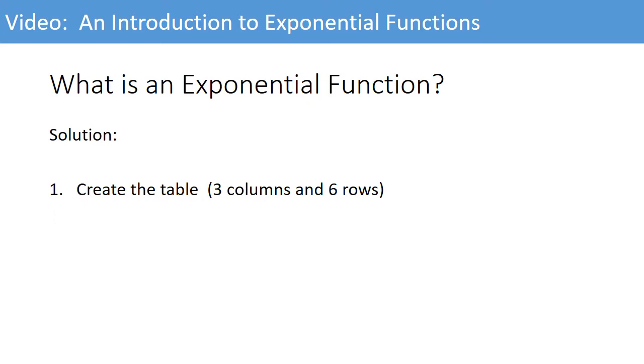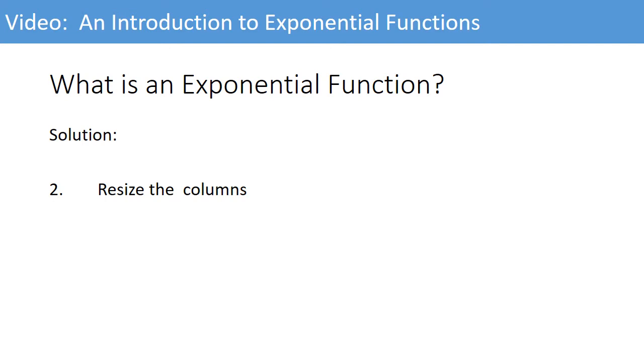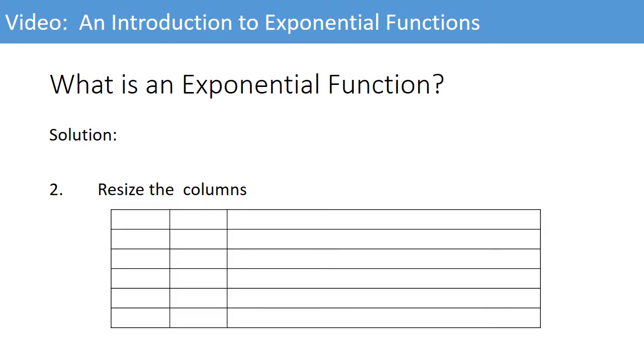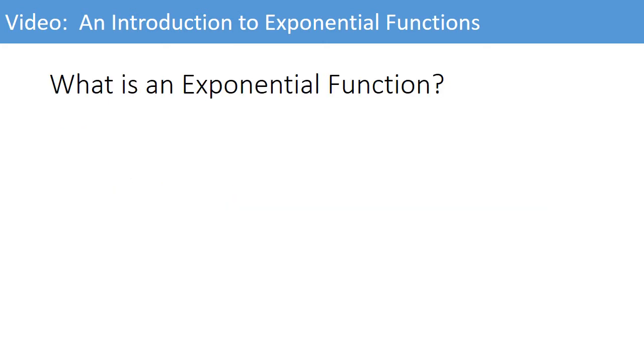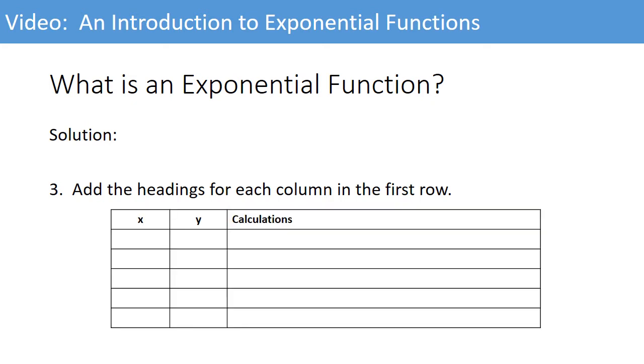Now, step number 1. Create the table, 3 columns and 6 rows. Number 2. Resize the columns. You want the x and y to be relatively small, and the third column where you are going to show calculations a little bit bigger. Number 3, add the headings for each column in the first row. The first column is x, the second column is y, and the third column is your calculations.